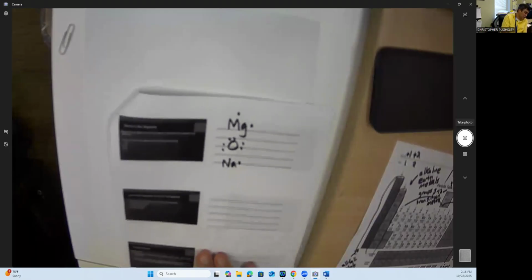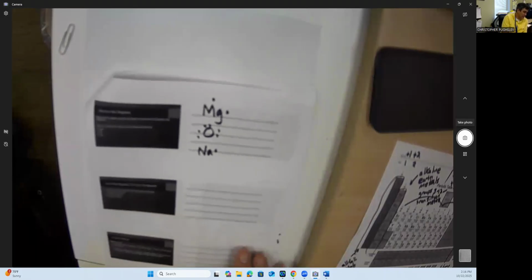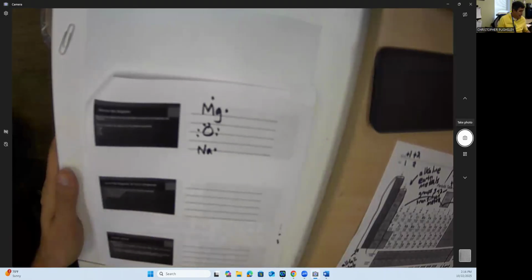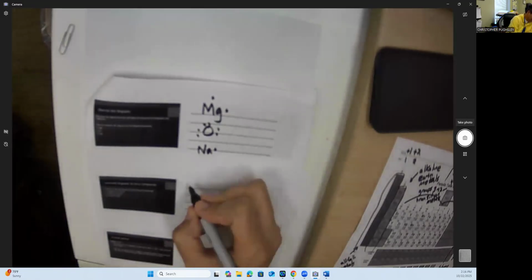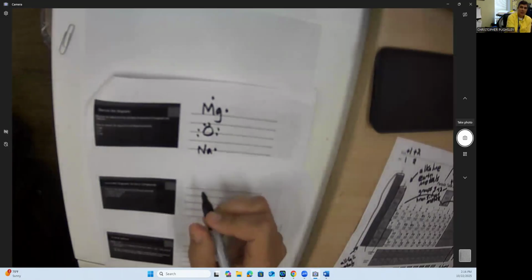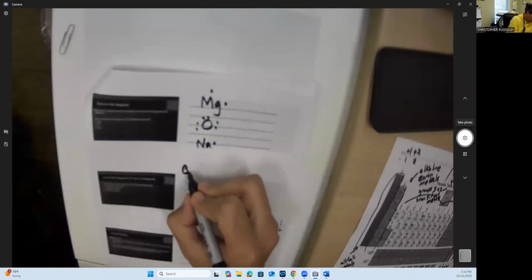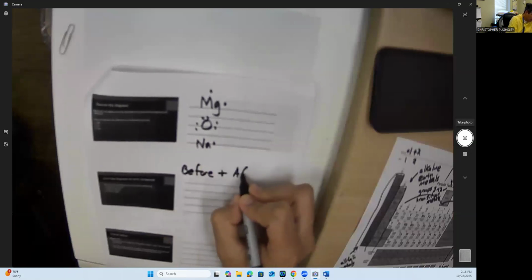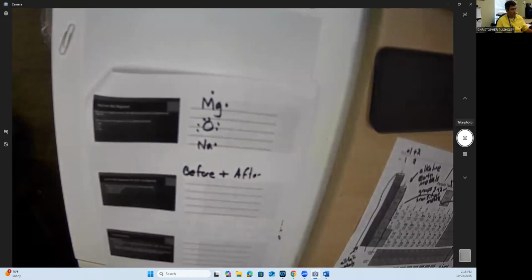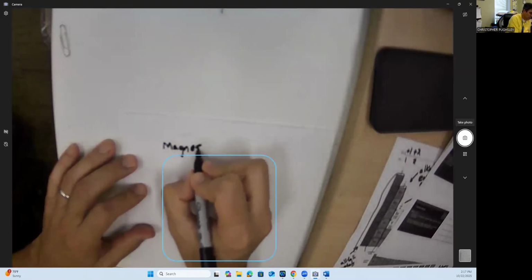Now, what we're going to do is the Lewis dot diagram for ionic compounds. The first one is going to be for magnesium fluoride. And for each of these, I want to do the before and after. Okay, and for every one of these, I'm going to do the before and after. So magnesium fluoride.